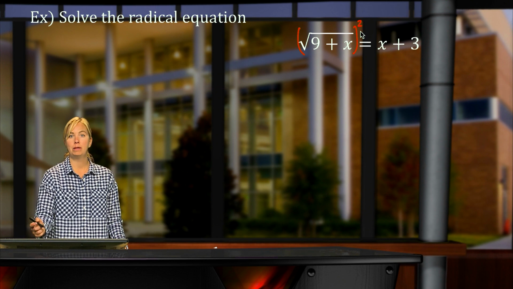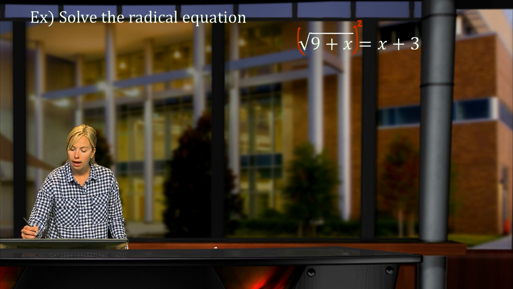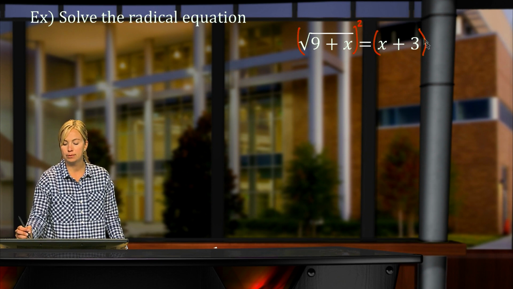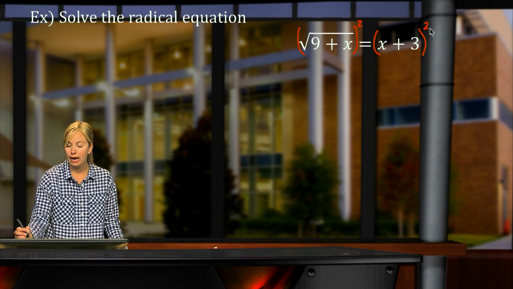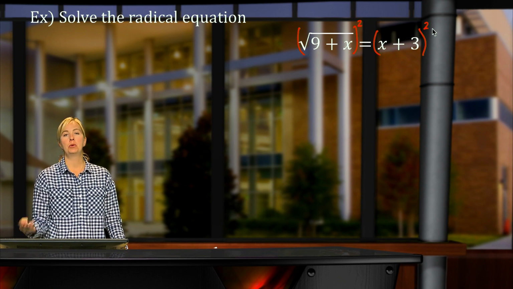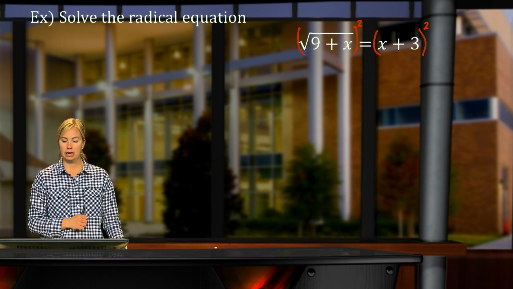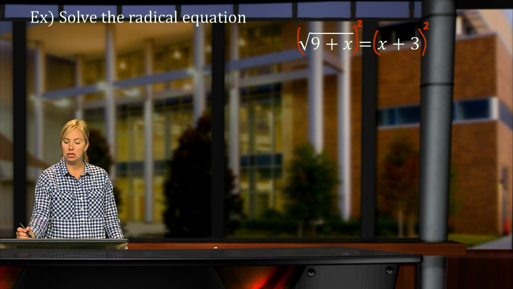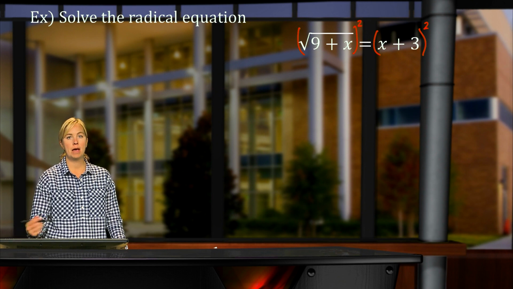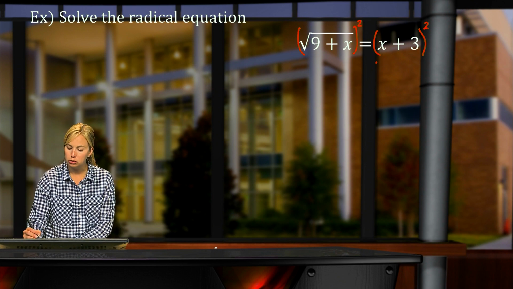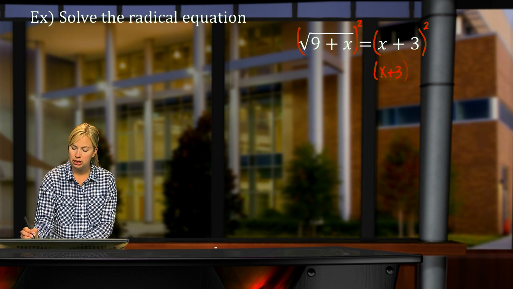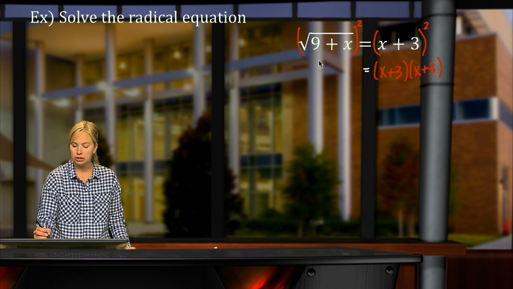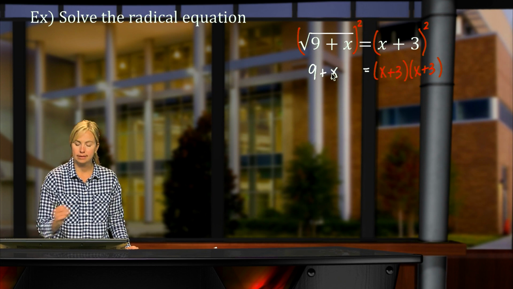And again, we're squaring because the index is 2. And look at what I'm doing. I squared the entire left-hand side, and now I'm squaring the entire right-hand side. If you watched the previous video on properties of exponents, we know that this exponent of 2 right here, we can't distribute to the x and the 3. Whenever we have that binomial being squared, what we're going to do is write it out twice. x plus 3 times x plus 3. The square root and the square cancel each other out, so we have 9 plus x on the left.